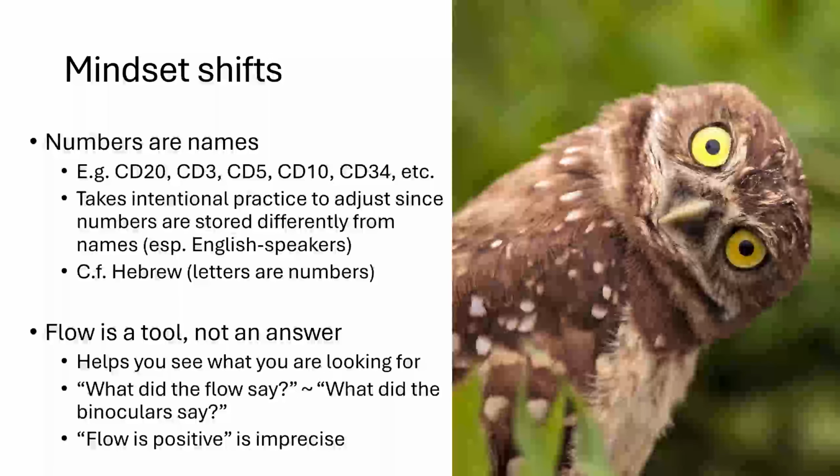The second shift for flow cytometry is understanding that flow cytometry is a tool, not an answer. It simply helps you see what you're looking for. And so to say, what did the flow say, makes about as much sense as what did the binoculars say. It really depends on where you're looking. Did you find what you were looking for? In a similar sense, saying that flow is positive is pretty imprecise because it doesn't specify what markers you're looking for. And so it'd be more precise to say flow cytometry demonstrates a population that expresses X, Y, and Z.